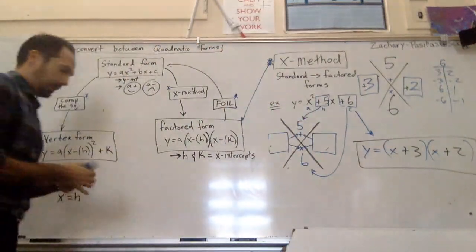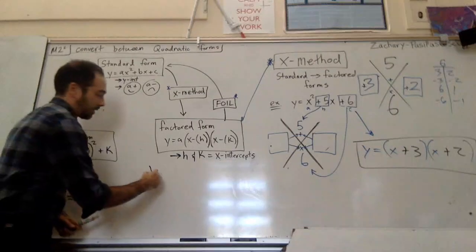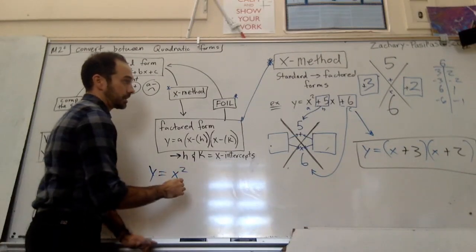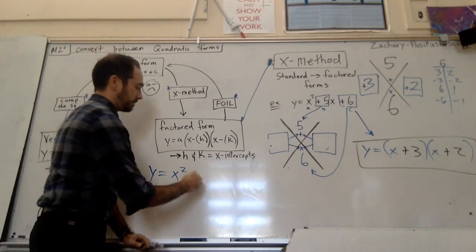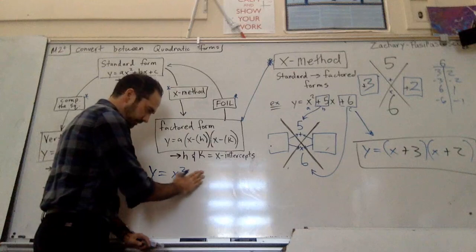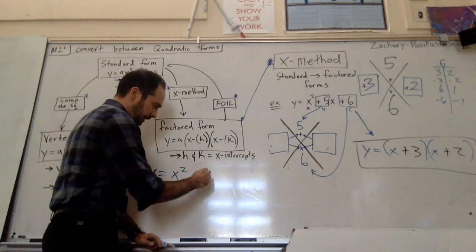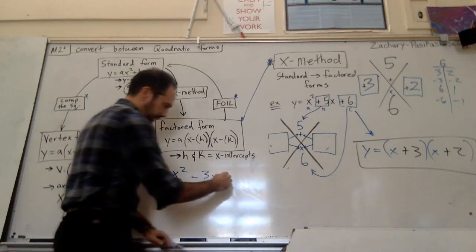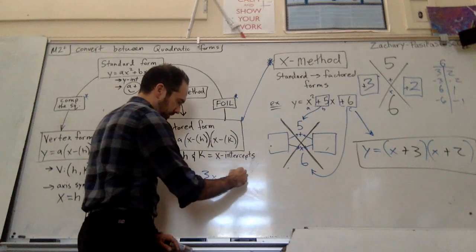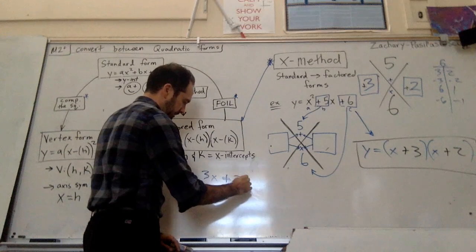Let's try another one like this. So how about this one? Y is equal to x squared, let's make it a little trickier, minus 3x, plus 2. It's just plus 2.